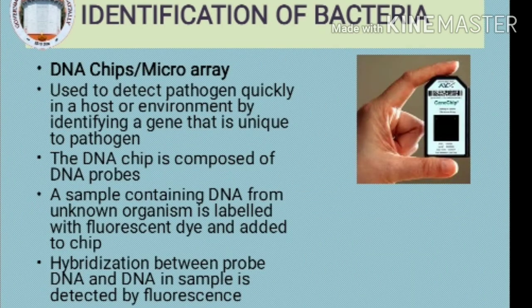DNA chips, or microarrays, are used to detect bacterial pathogens. A DNA chip is a rapid diagnostic test for identification of bacterial pathogens by identifying a gene that is unique to a bacterial pathogen. The DNA chip is composed of DNA probes. A sample containing DNA from an unknown organism is labeled with fluorescent dye and added to the chip. Hybridization between probe DNA and DNA in the sample is detected by fluorescence.